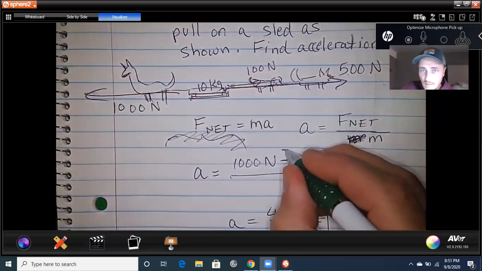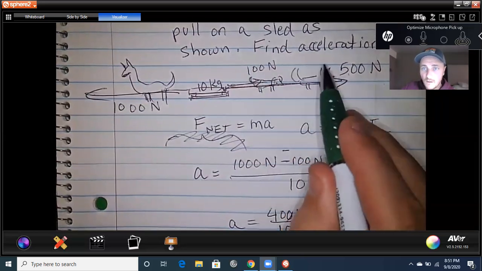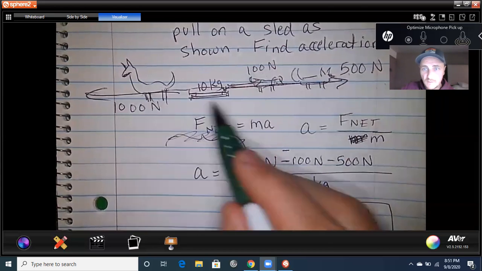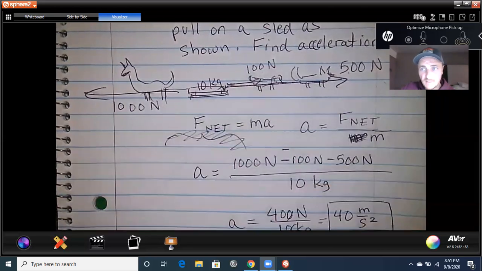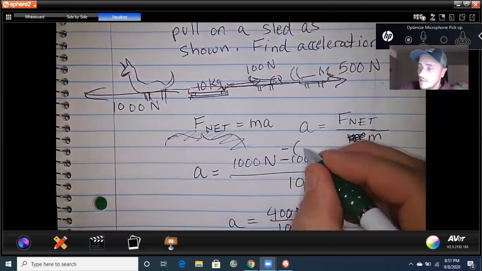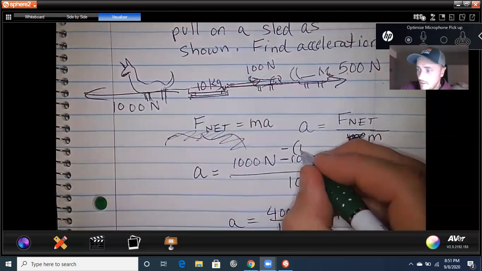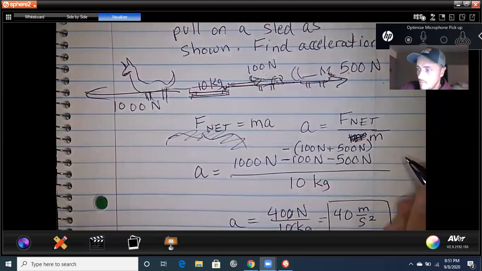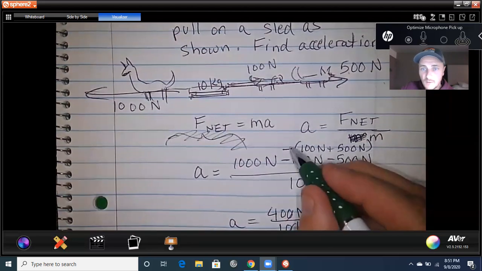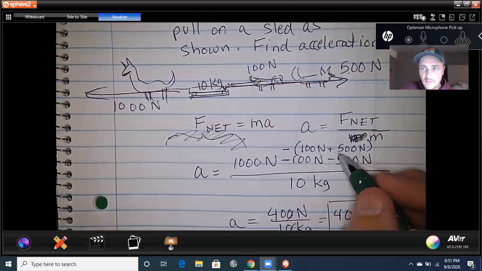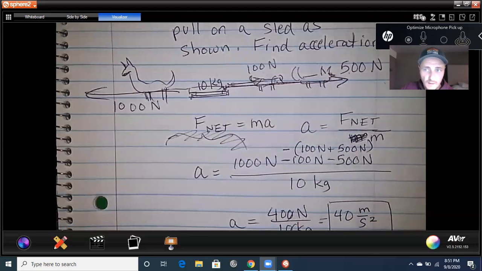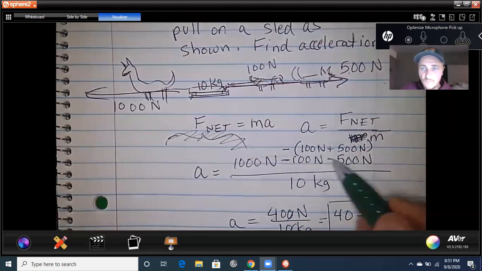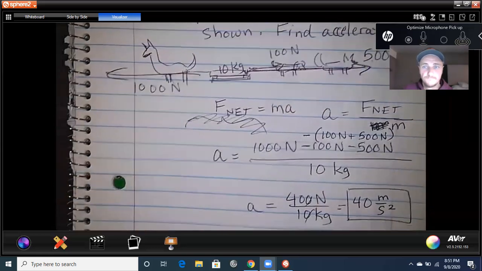You'd have to say minus, because agreed, these two are opposite from that 1,000. That's why I'm putting minus. They're acting opposite from 1,000. Minus, the parentheses need to come into play, 100 newtons plus 500 newtons. What would you get? You get 600, but you'd have a negative there, making it minus 600, right? So you could do that. If you'd rather do that, you will see me do what I did all the time. Okay.